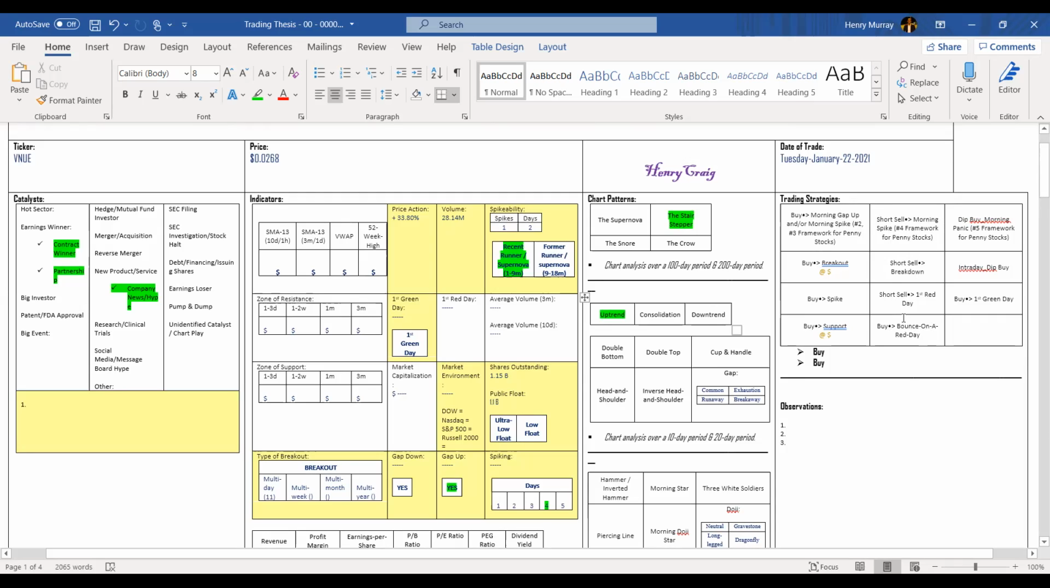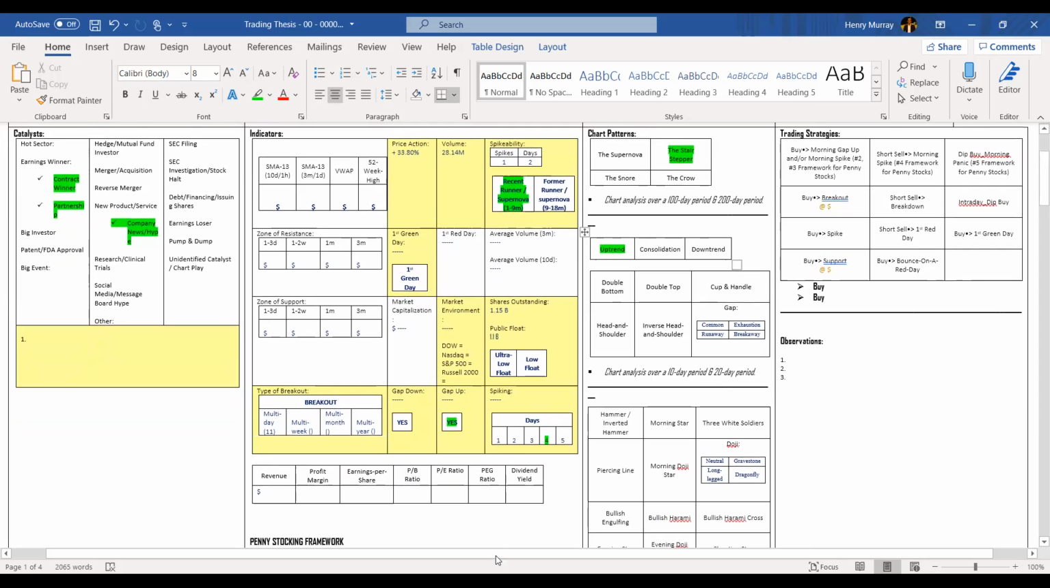So how I determine my trading pattern is based on various parameters. For one, is it the first green day or not? How many days has the stock spiked? What type of breakout is it? Is it a multi-week breakout? Is it a multi-month breakout? How overextended is the stock, or is the stock just starting the pattern that I have identified? In this case, VNUE, let's go to the chart.